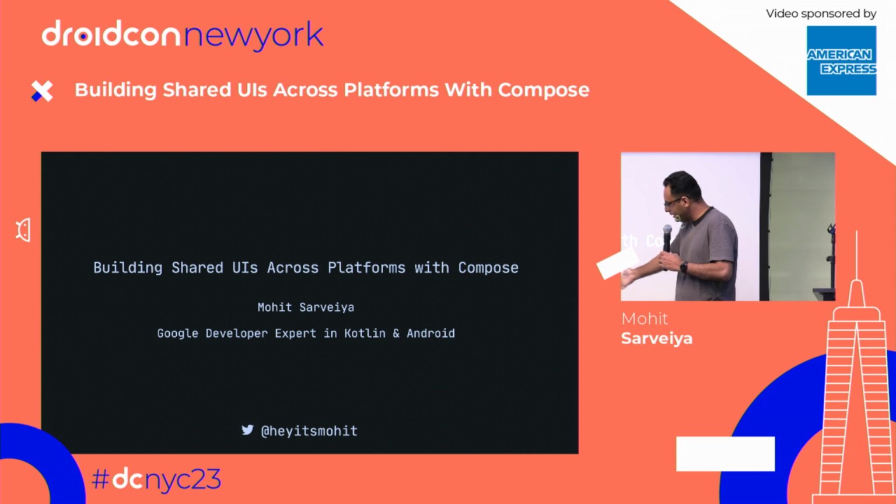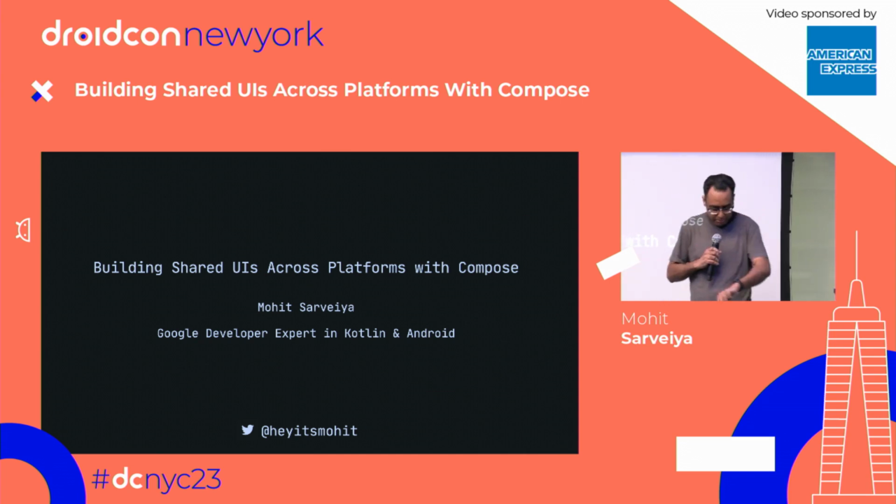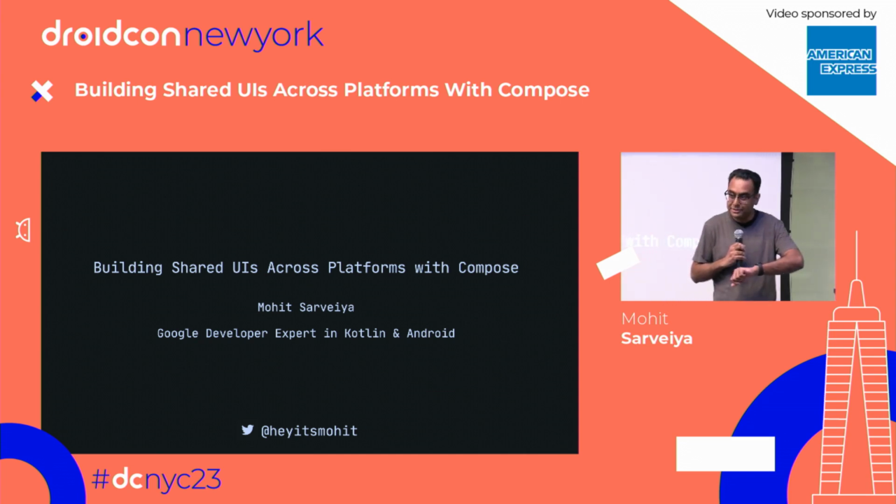My name is Mohit Sarveiya. I'm a GDE in Kotlin and Android, and my heart rate is 120.